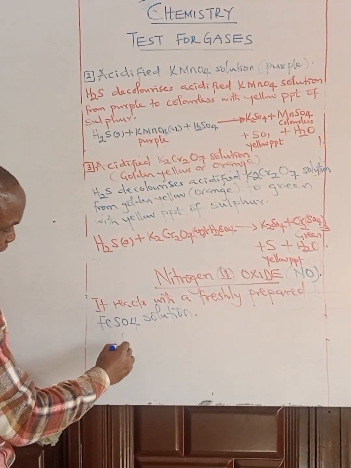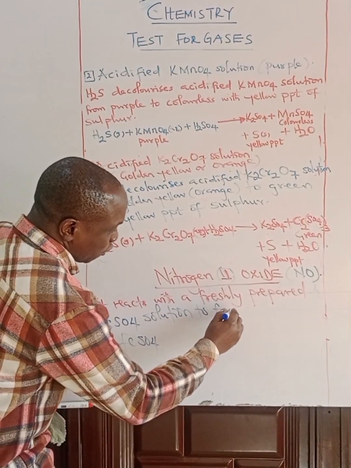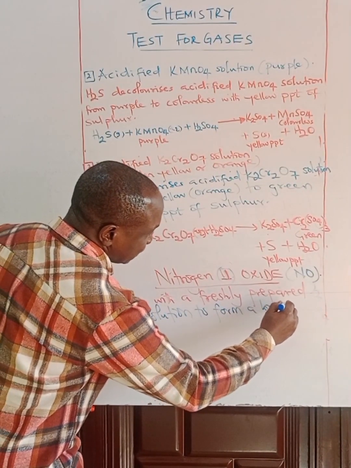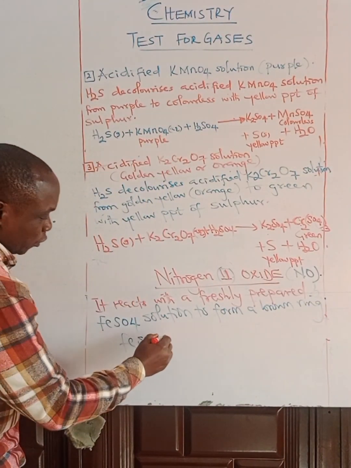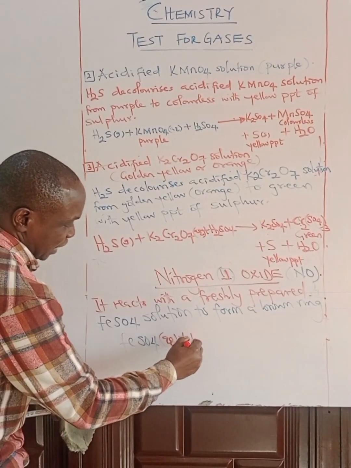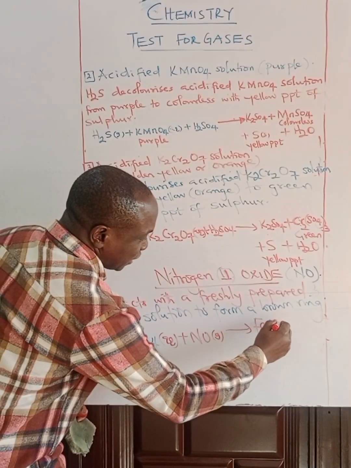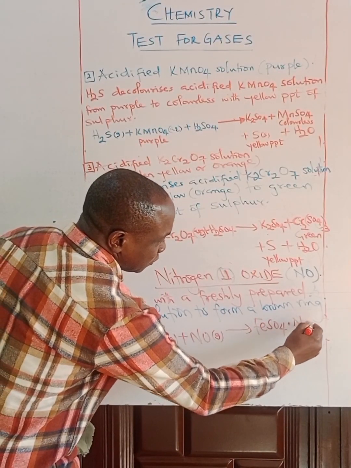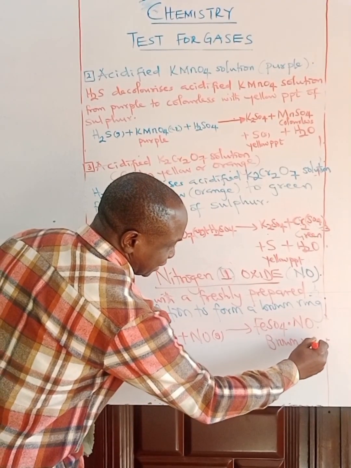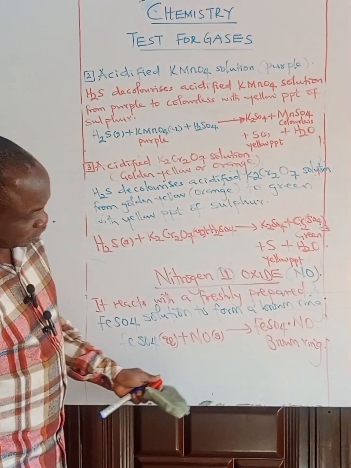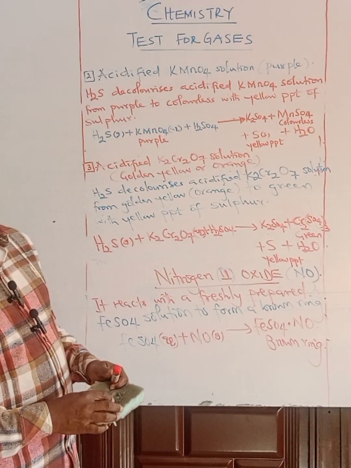So how? FeSO4 reacts to form a brown ring. So freshly prepared FeSO4 solution plus NO gas will form FeSO4·NO. This is the brown ring. This is known as the brown ring test, which is used to test for nitrogen(II) oxide.